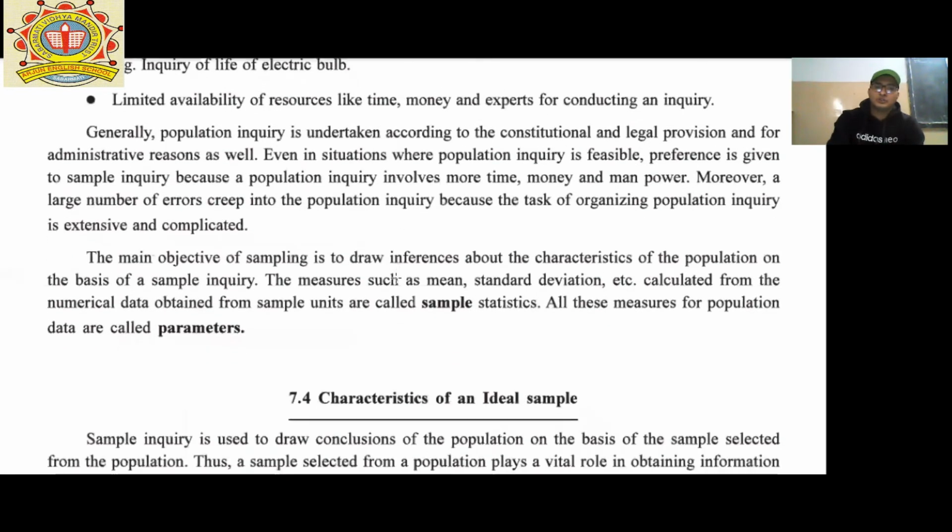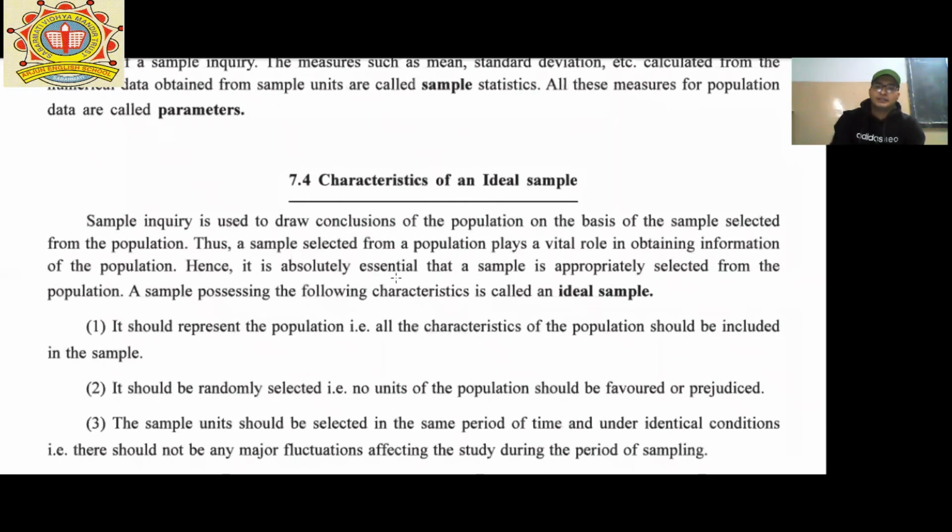Okay, so now the next question is characteristics of an ideal sample. Sample inquiry is used to draw conclusions of the populations on the basis of samples selected from the population. Thus, a sample selected from population plays a vital role in obtaining information of the population. Means if I am selecting such a sample, then it represents the whole population.